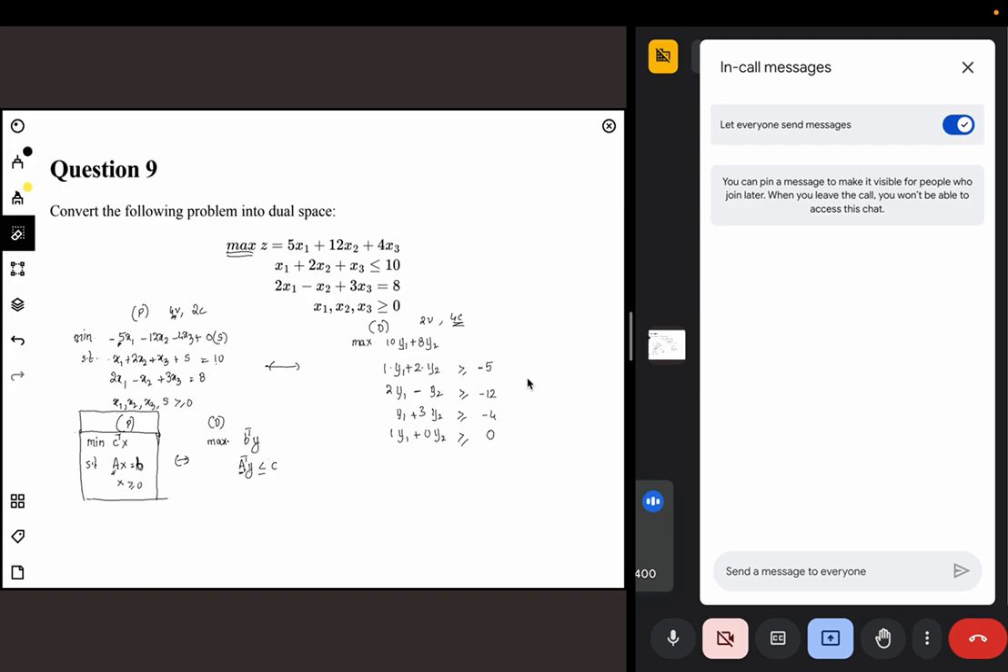So why are these greater than? These are less than, right? A transpose y less than or equal to C. Okay. So this is from primal to dual. Now you can always do another step here.